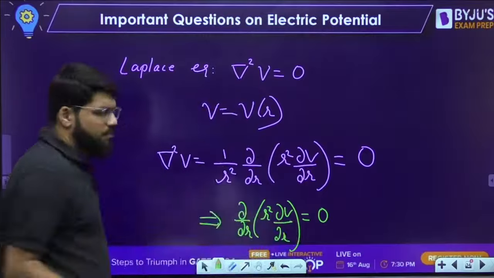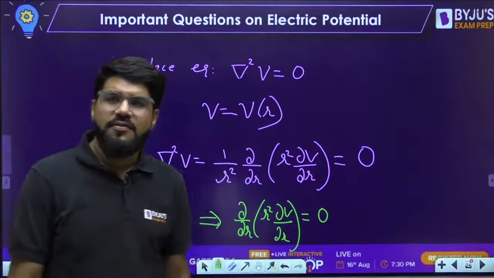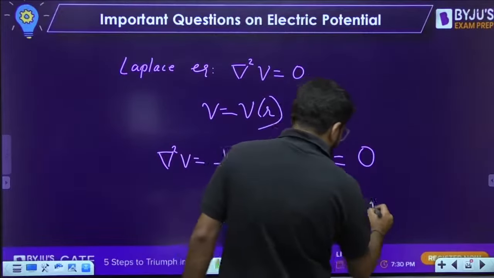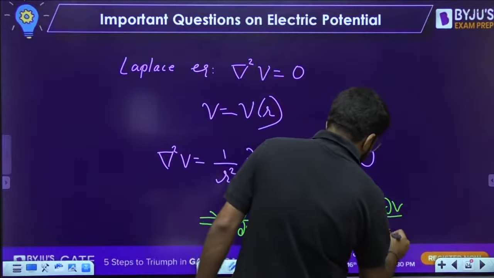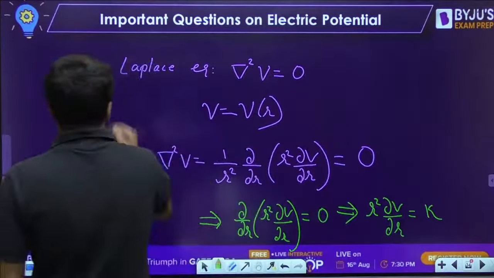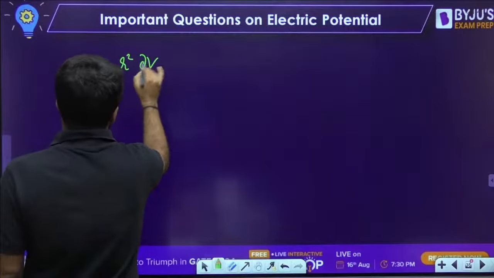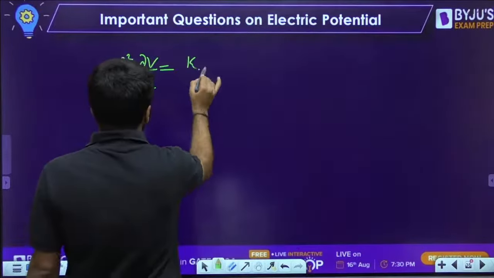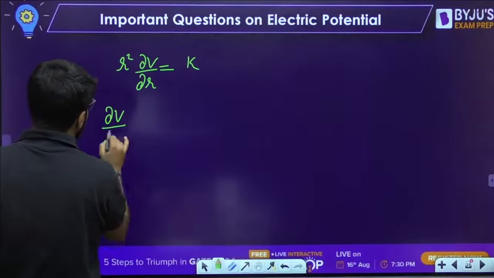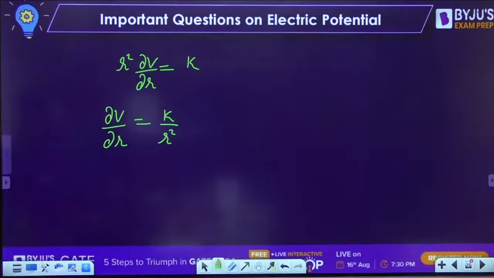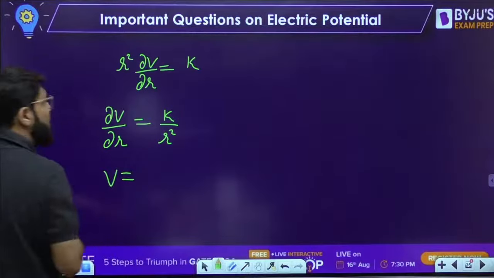Now the derivative of a particular term is 0, which means that particular term should be constant. So r square del V by del r is equal to some constant, suppose k. What is the value of del V by del r? It is equal to k by r square, and if that is del V by del r, what is going to be V? Now you start integrating it.